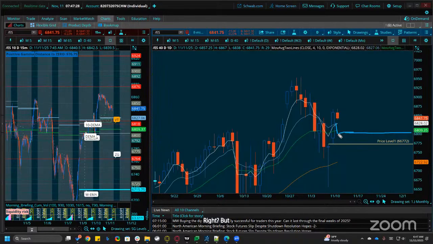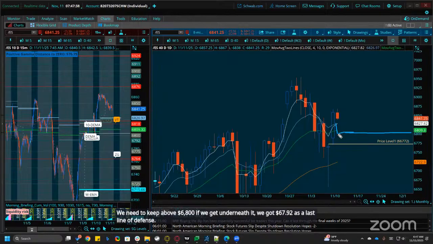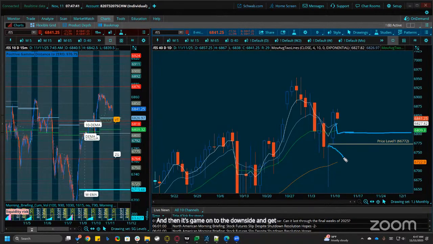But 6,800, that's a real line. We need to keep above 6,800. If we get underneath it, we got 6,792 as a last line of defense. And then it's game on to the downside and get that gap closed, because that gap still needs to be closed. Otherwise, holding above 6,800 means that we got the opportunity to continue to run up. So we don't know yet. It still needs to play out.